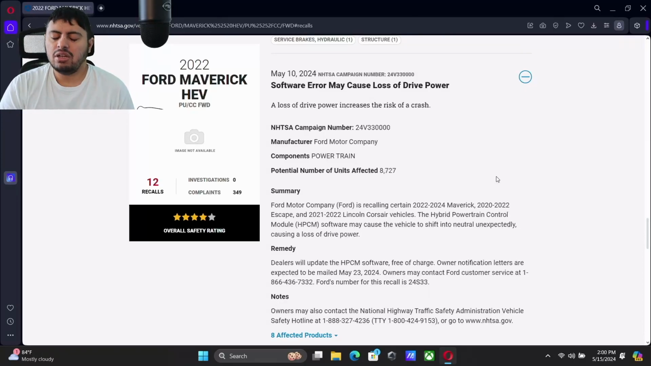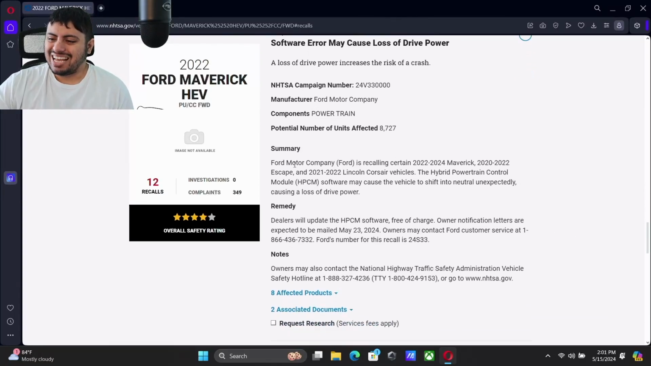Ford has been unfortunately a bit on a roll with these kinds of recalls. This one, just like the last one, is affecting certain Maverick models, certain Escape models and Corsair models. These are pretty popular models for Ford. Ford does have the remedy, like I said, and they will start mailing letters by May 23rd of this month.